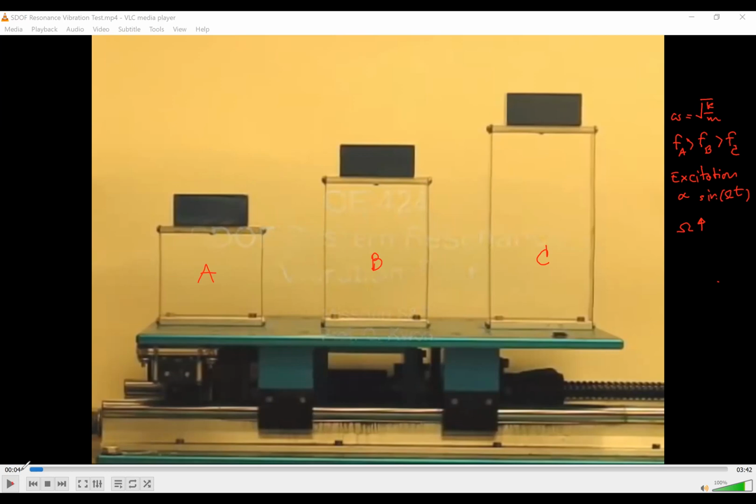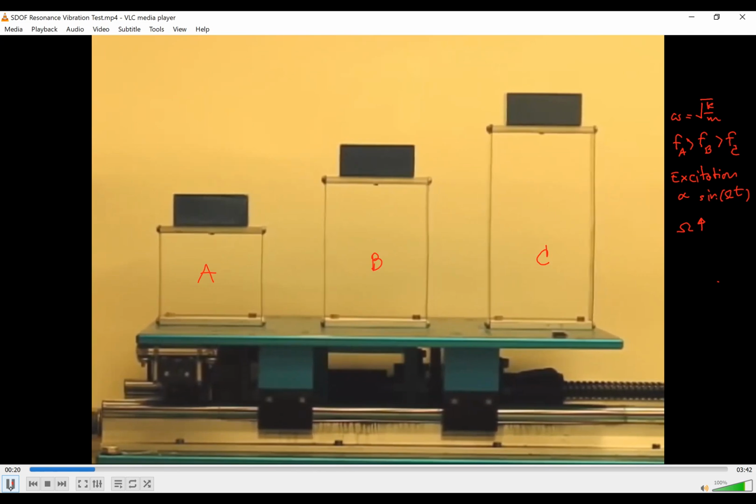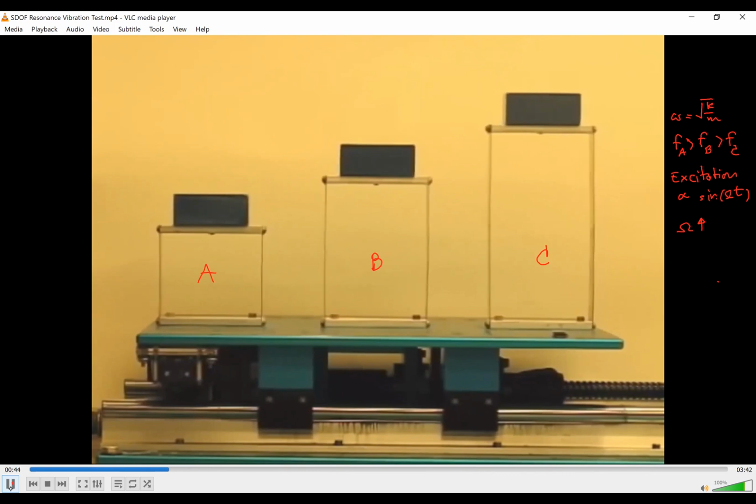Let me stop here. See the ground motion, they fix the amplitude, so the magnitude of the movement is kept the same. They don't change the amplitude, they change only the frequency of the table. It's very slow, right? Okay, building number C, I think, will go into resonance first.